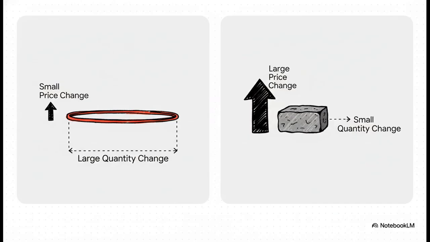You can think of it as a spectrum. If something is elastic, it means people are super responsive. A small price change will cause a huge change in how much they buy. On the other end, you have inelastic. This means people aren't very responsive at all. The price can go up, but they'll keep buying pretty much the same amount. Think about things you absolutely need, like gasoline to get to work or life-saving medication.